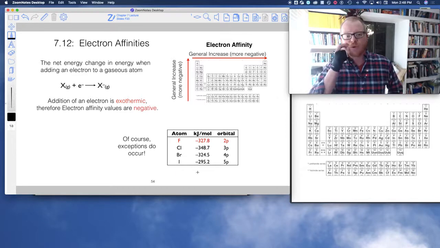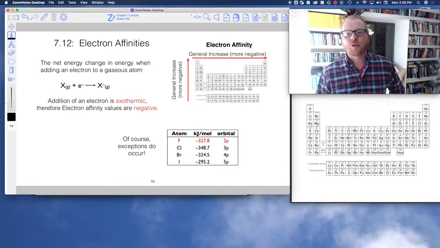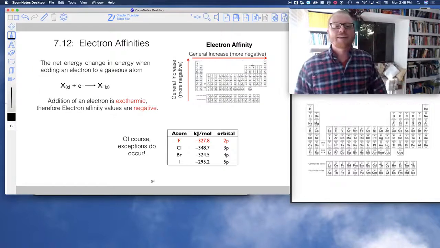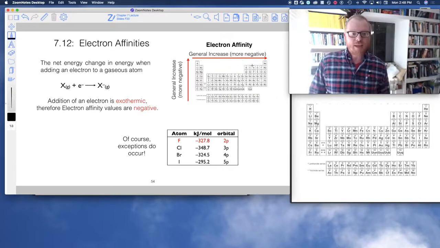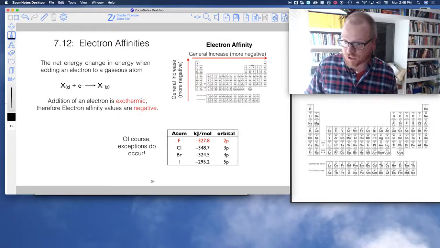I'm not going to spend a whole lot of time with this, but I will say there is a general increase as you go up and a general increase as you go over. And what does that mean, more negative? Well, more negative actually means it's more favorable. They want to have that electron.